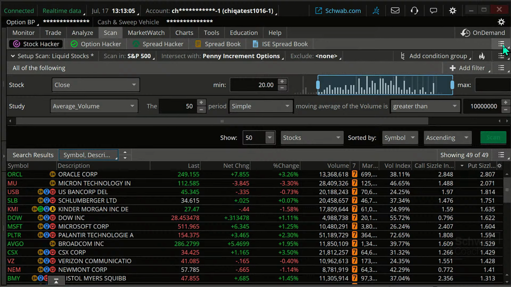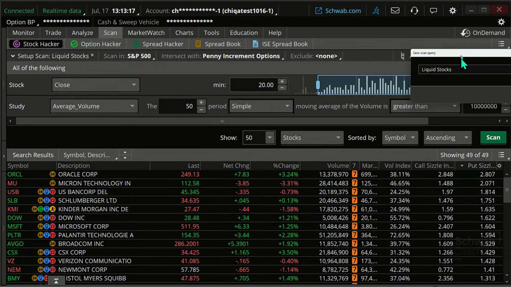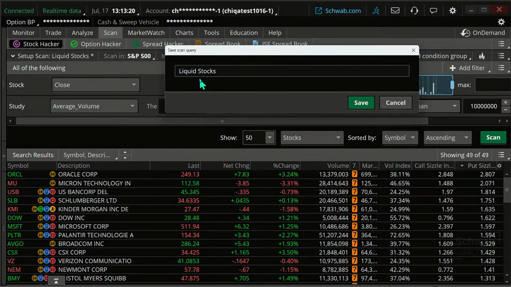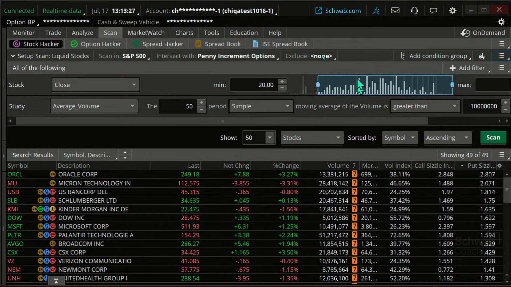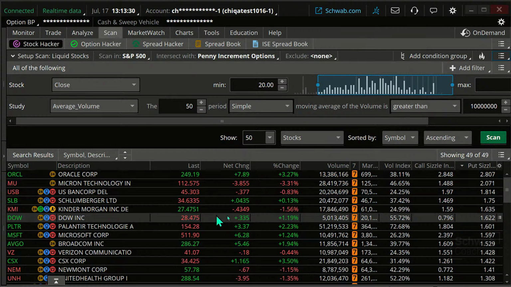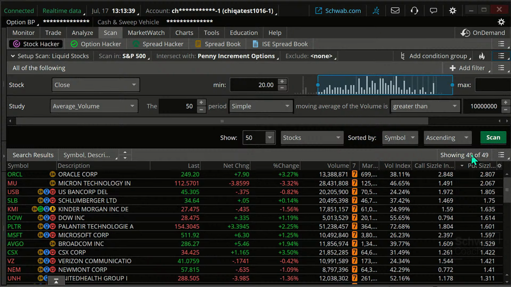I'm going to go to the top. No, I'm not going to go to the top menu. Remember, the top menu is where that reset scan was. I'm going to go to that middle menu, and I'm going to save this scan query. It automatically populates liquid stocks in there, and it's going to ask me if I want to overwrite it. I'm going to click on save. Yes, I do want to overwrite, and click on OK. Okay, now here's my scan. So we've started with a universe of over 10,000 stocks probably. We narrowed it down to 500, and between these other things, now we're down to 49 of these guys.